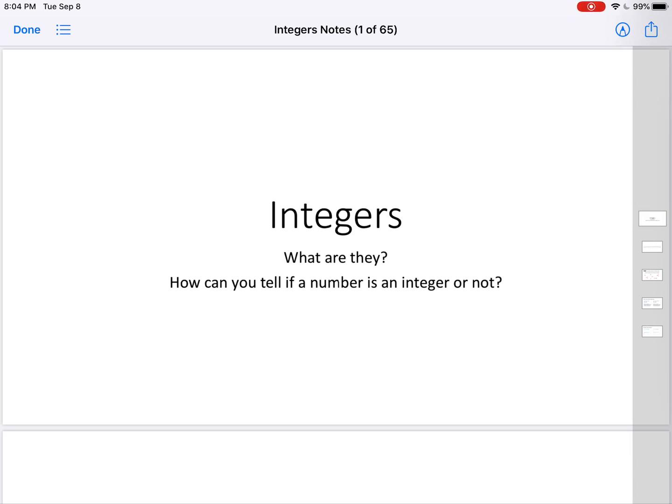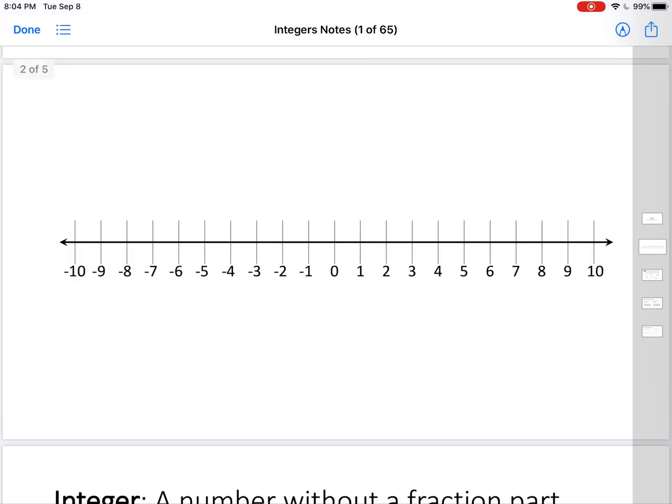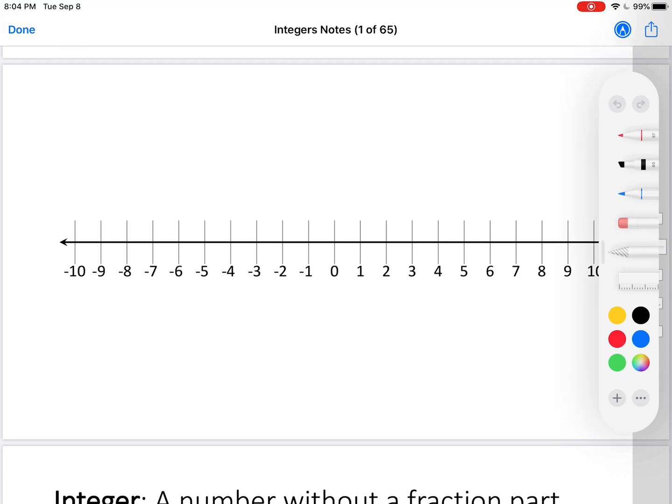Hello. So we are going to be looking at integers today. We're going to be defining integers and determining whether numbers are integers or are not integers. So let's get started. Okay, I'm going to pull up some tools and change the color a bit.